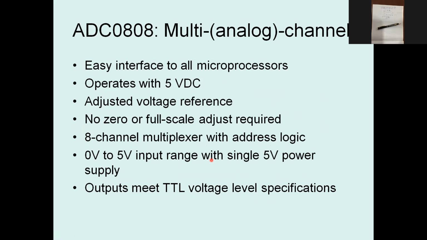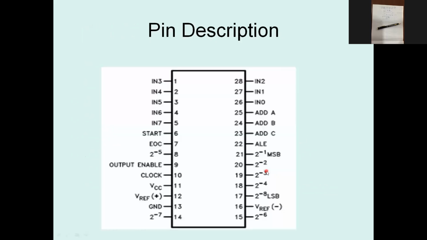What are the features of ADC 0808? Operates with 5-volt DC. Adjusted voltage reference. No zero or full scale adjust required. 8-channel multiplexer with address logic. So these are the features. So I'm coming to the circuit.